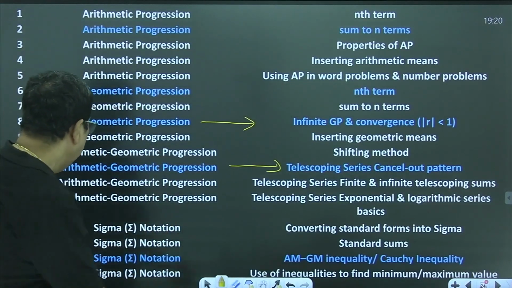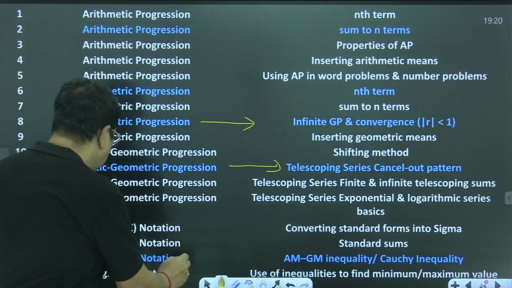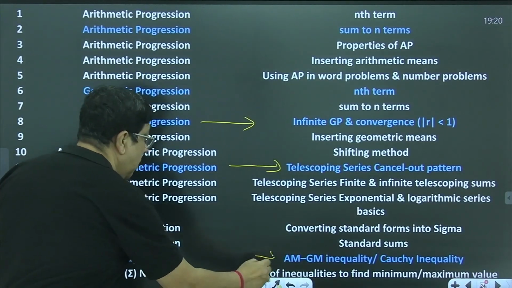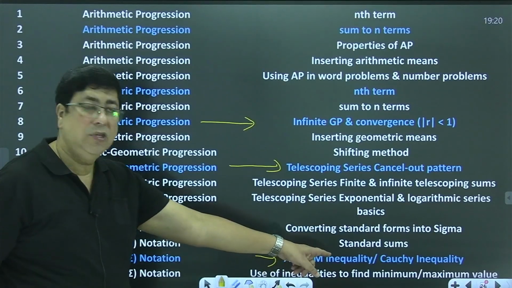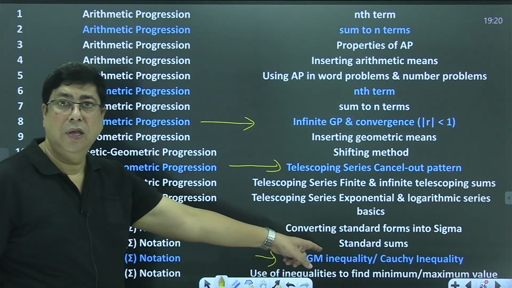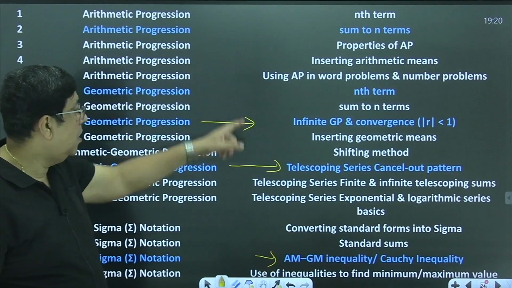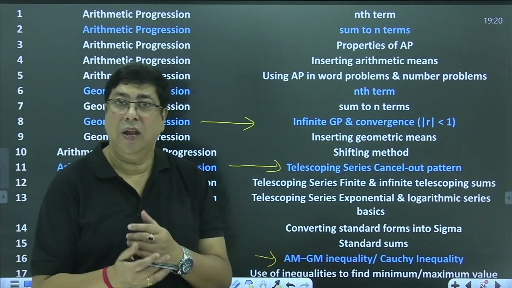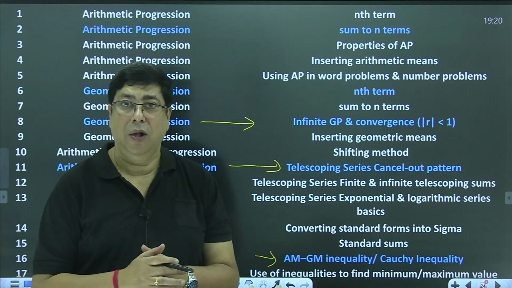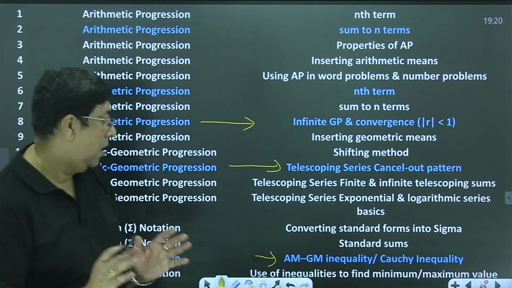Okay, and look at this once. And the sigma notation is extremely important. In sigma, the AM-GM inequality and Cauchy inequalities. These are very important. So everybody, it will not be smaller than this, it will not be less than this. Okay, read it a little, and understand this a little.